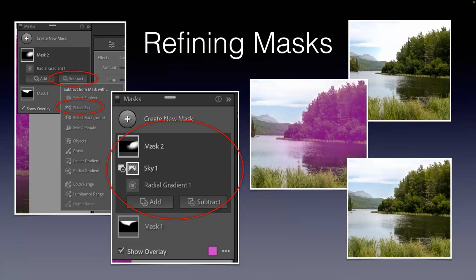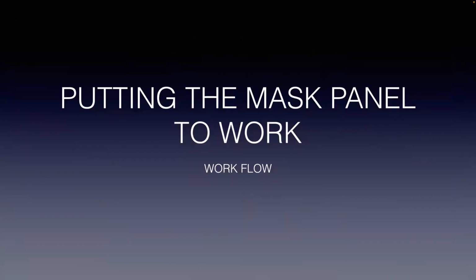It took it away. So here's what it looked like without the color overlay on it before that was removed. And here's what it looked like after it got rid of it where I didn't want it. So that's a nice way to do it. So you can subtract, use the subtract button. Let's put this mask panel to work, and we're going to show it in a workflow of an entire image.